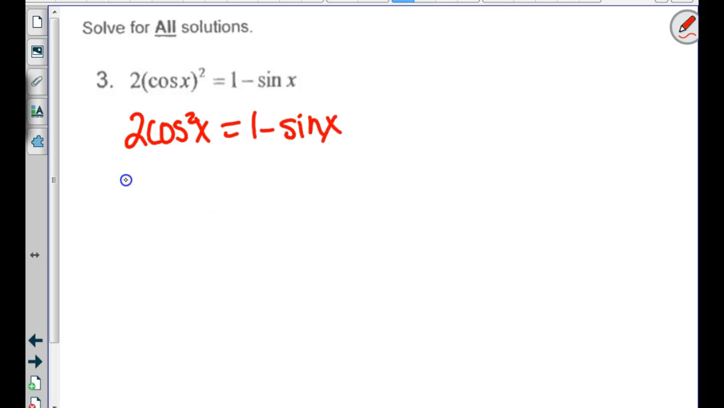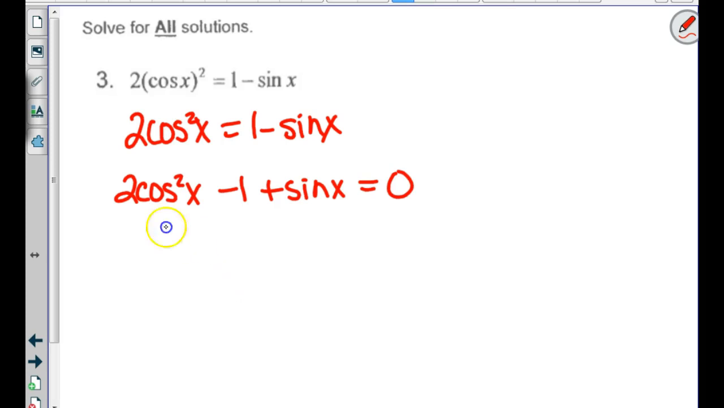If I move this all so that it equals 0, can I factor that? No. Okay. In the directions for this question, I would say you will need a trig trade. That would be my hint. What can I trade?